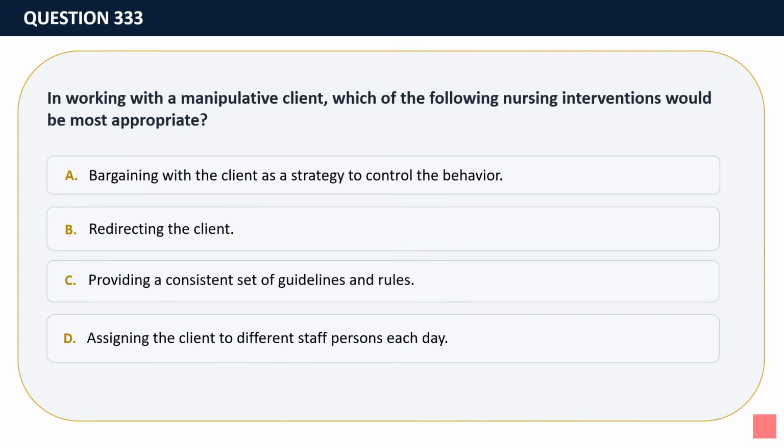Question 333. In working with a manipulative client, which of the following nursing interventions would be most appropriate? A. Bargaining with the client as a strategy to control the behavior. B. Redirecting the client. C. Providing a consistent set of guidelines and rules. D. Assigning the client to different staff persons each day.